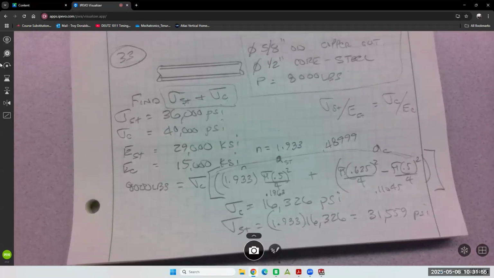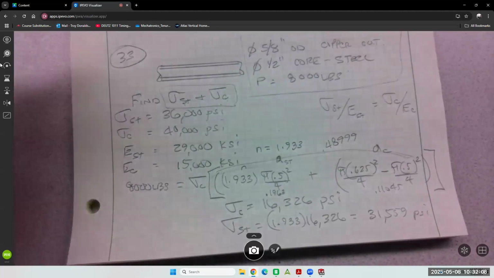Most of our power distribution grid in the United States is this. We have steel cores. They carry a bunch of load too. Some of those spans are crazy big.